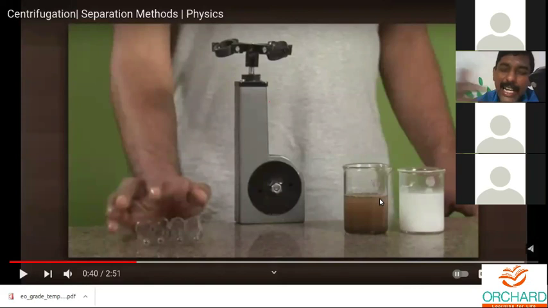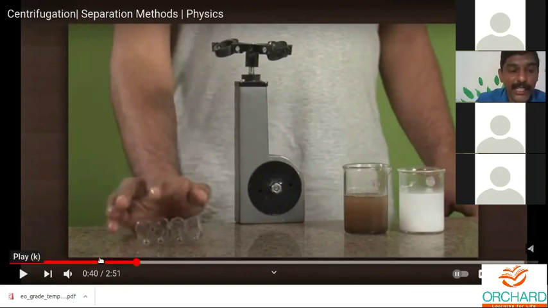Just like the Diwali crackers, if you rotate it through that thread, you can separate the liquid and solid. So this is a small, handy centrifuge machine. Here you have muddy water and some calcium carbonate, or chalk piece, solution. This is the centrifuge tube.